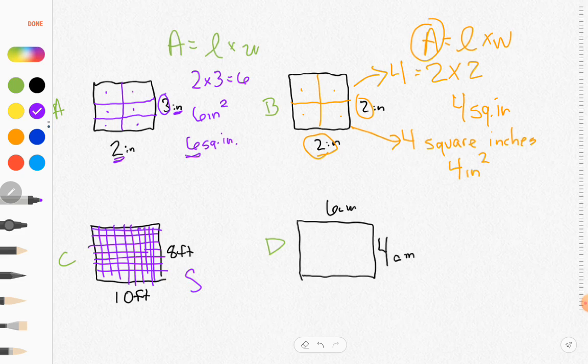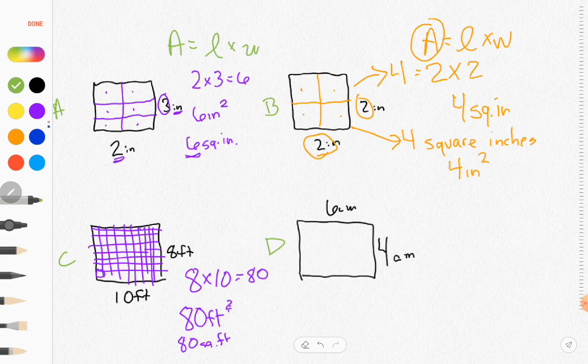So we're going to look at 8 times 10. Hopefully we all know that that is 80. So our answer would be 80 square feet. Or you can write it this way, 80 square feet. Remember, we have squares, so that's the simplest way for me to explain it to you.